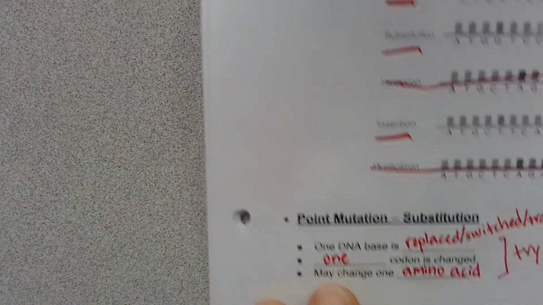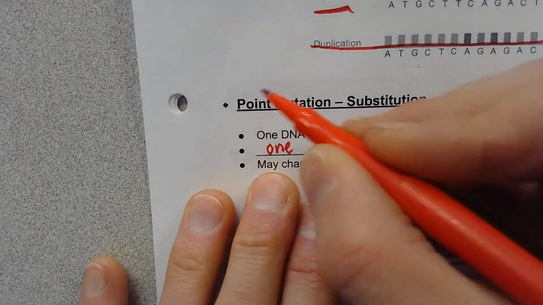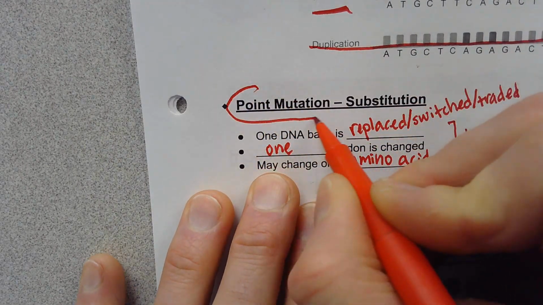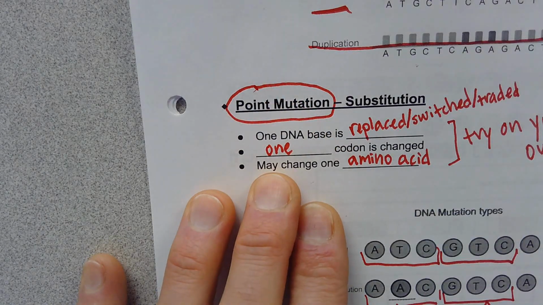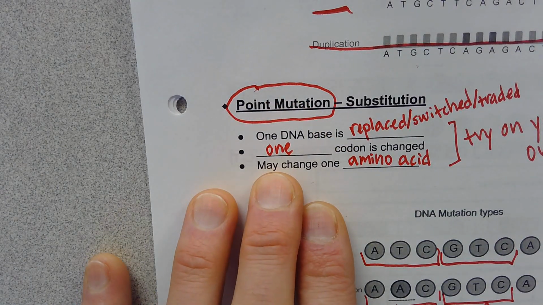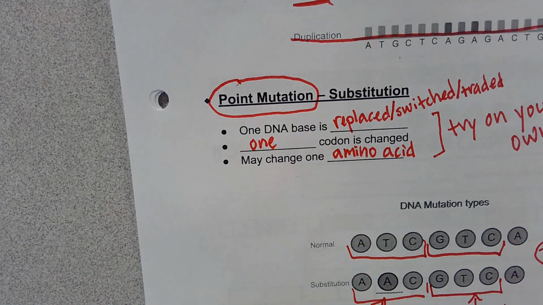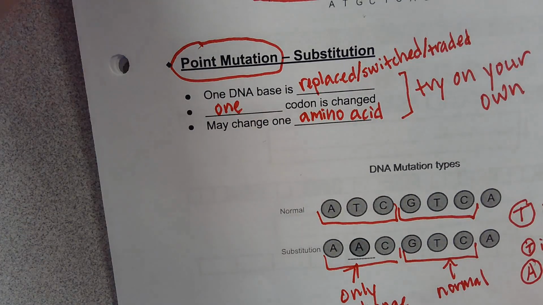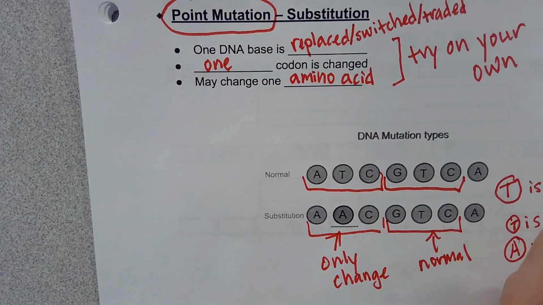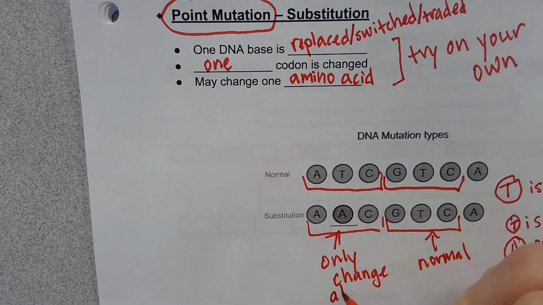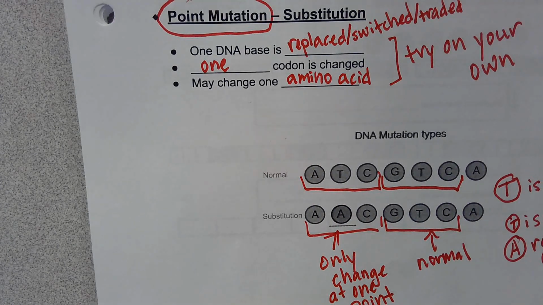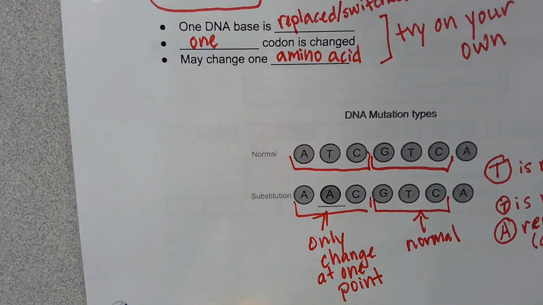Sorry, forgot to point this out. Substitutions are what's called a point mutation. So it's only mutated at one point. So that's why it's called a point mutation.